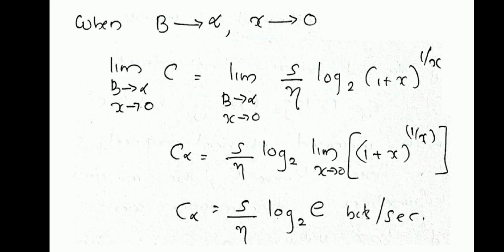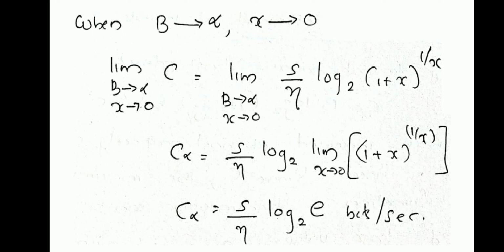So C infinity is equal to the limit B tends to infinity of C, which is S by eta log e to the base 2. It is nothing but 1.44 S by eta bits per second. So this is the maximum information transmission rate possible for a system of given power but no bandwidth limitation. If we are not considering any bandwidth limitation, then this is the maximum possible channel capacity, equal to 1.44 S by eta.